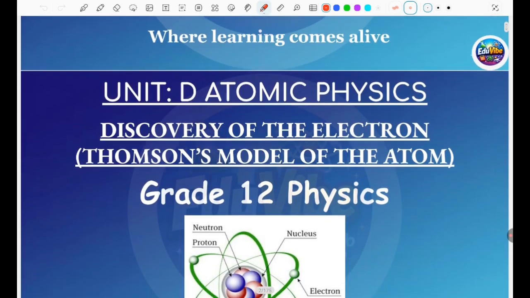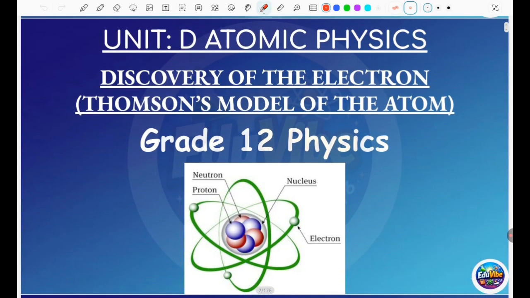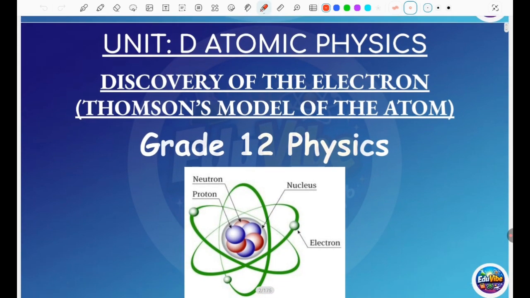In today's lesson, we are starting the last unit of grade 12 physics, which is Unit D, atomic physics. This is a very theory-heavy unit. We focus on the theory part in the first half, and then we do some equations too, but we are again more focused on the theory.